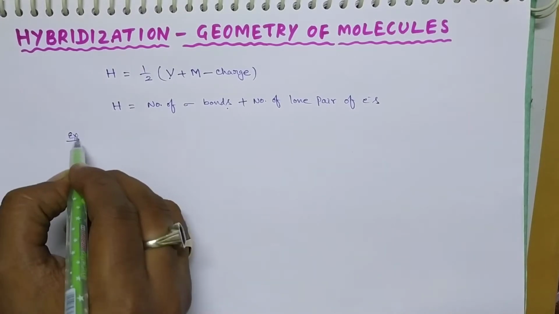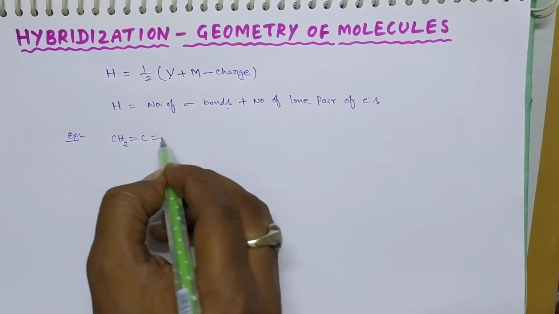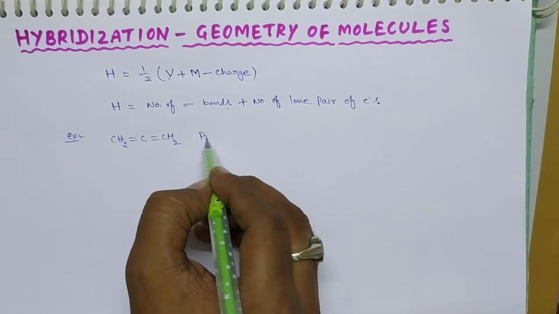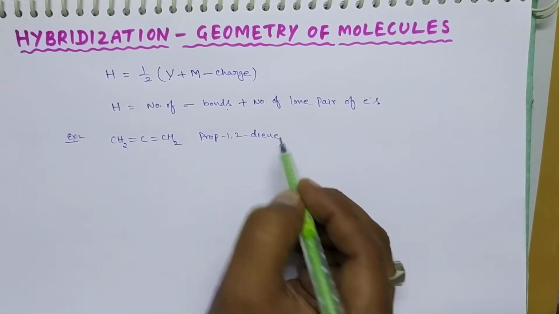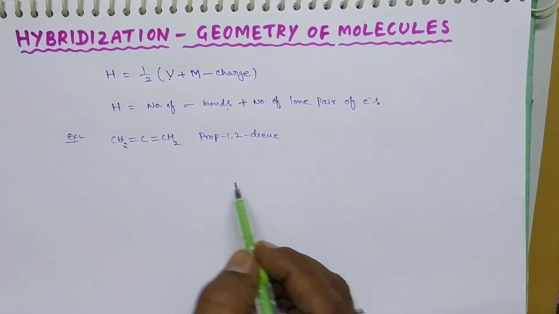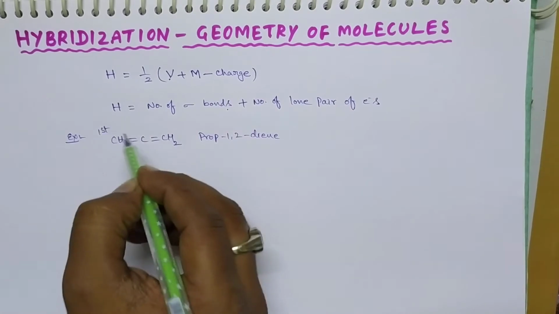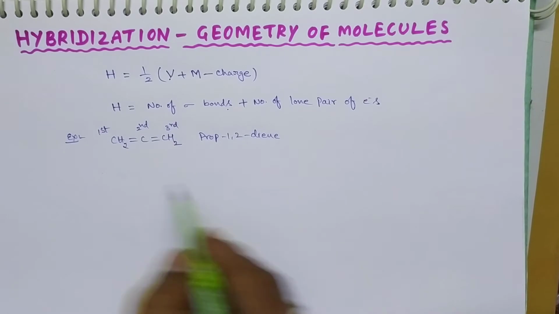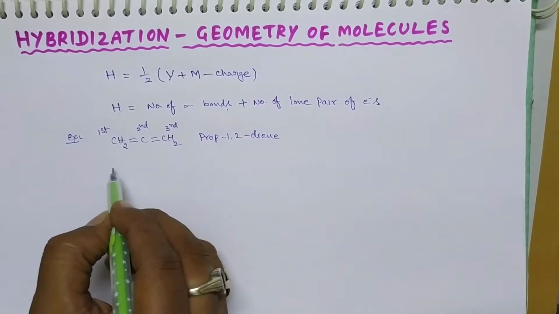The first one, CH2=C=CH2. This is prop-1,2-diene. In this prop-1,2-diene there are 3 carbon atoms. We have to calculate the hybridization for each carbon atom. So this is the first carbon, second carbon and third carbon. Now let us apply the second formula for this example.